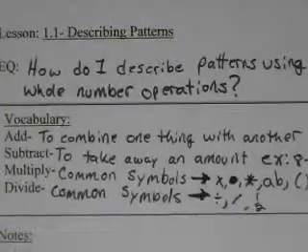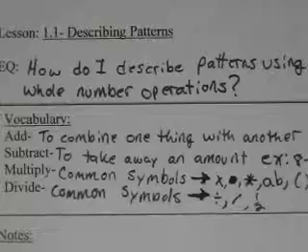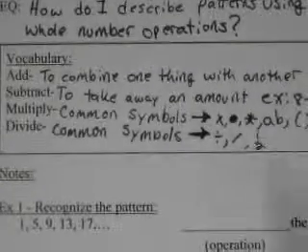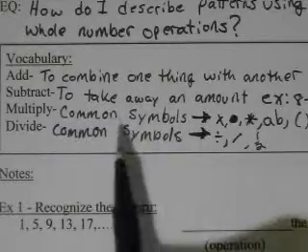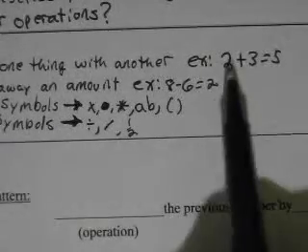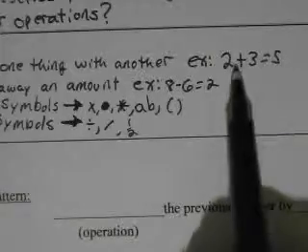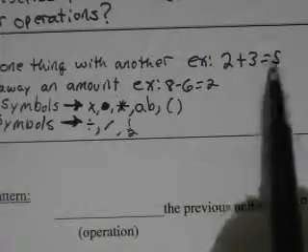And since it is the first lesson, we need a couple vocabulary. First off, add. Well, to add, we mean we want to combine one thing with another. For example, 2 plus 3 is 5. We're combining 2 of something and 3 of something to get 5 of something.